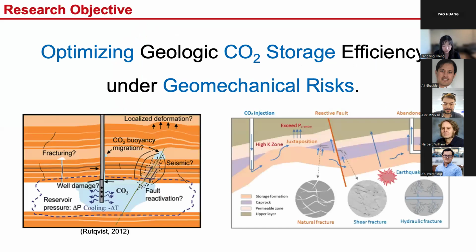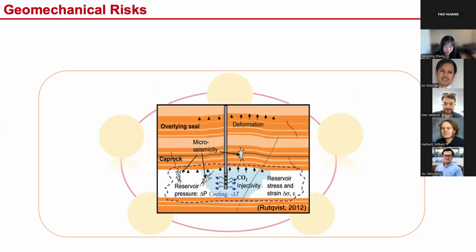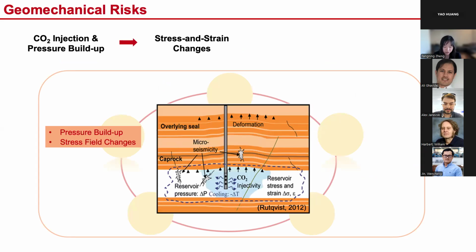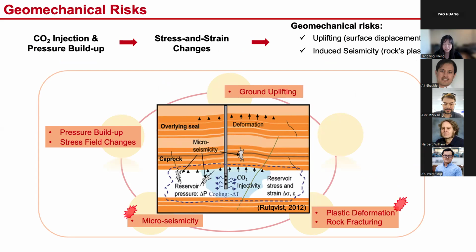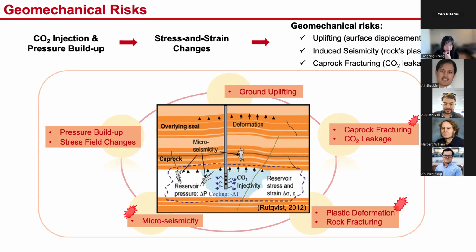So here comes the research objective. We want to optimize geologic CO2 storage efficiency under geomechanical risks. When we're injecting CO2 underground, pressure will build up and will induce some stress and strain changes in and around the reservoir to cause ground deformations and uplifting, rock plastic deformation, and potential microseismic events, as well as caprock fracturing and CO2 leakage. Those unwanted inelastic changes could reduce CO2 storage efficiency and cause concerns in the local community. In fact, these types of geomechanical responses have been observed at many CO2 storage sites.